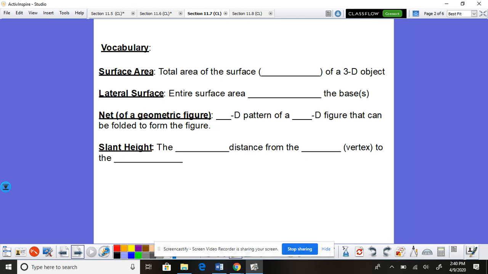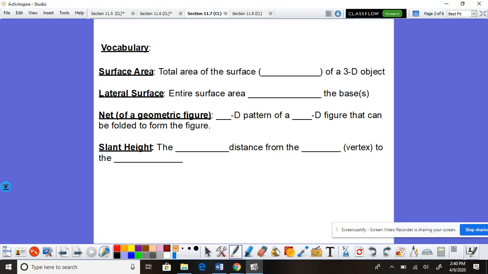Just a couple vocabs. So surface area, think back to middle school. Surface area would be like if you're painting the object, what part would you want to paint? So it's the area on the surface. And when I say surface, I simply mean the outside of a three-dimensional figure. So like I said, think of like if you're going to paint it. The lateral surface would just be the entire surface minus the bases. So we're excluding the bases. That would be the lateral surface.